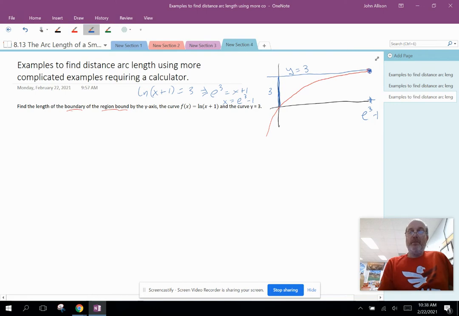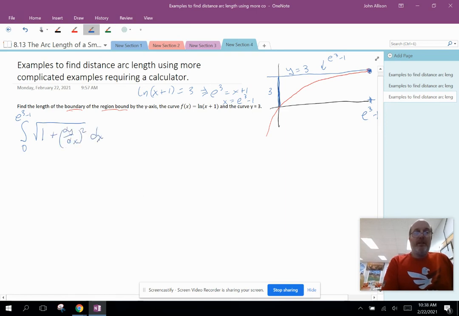And so what we have is this part of the curve 3, and then this part of the curve is e to the third minus 1. So what we need to find is the arc length of the curve ln x plus 1, equals 3. Again, the arc length is the integral from 0 here to e to the third minus 1 of the square root of 1 plus dy over dx squared times dx.